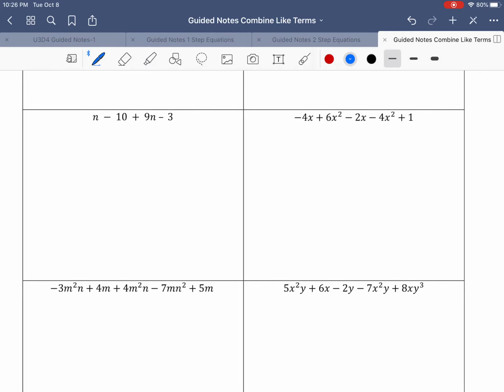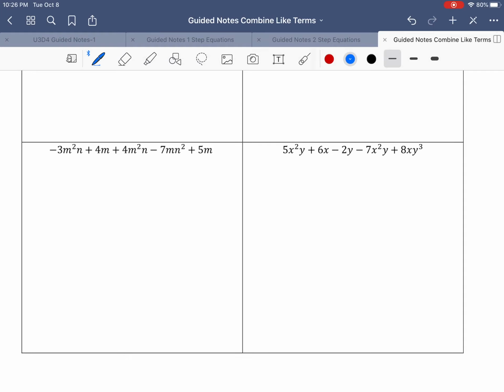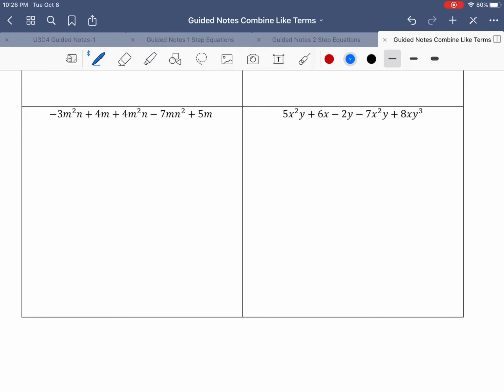Okay, let's look at this one here, because that is a lot to look at. So we need to break it down. Let's start with the ones that are a little bit easier to look at. This one has an m, and this one has an m. Both of those are going to have an exponent of 1, so those are like terms. All right. Second, I see m squared n. So where else can I find that m squared n?